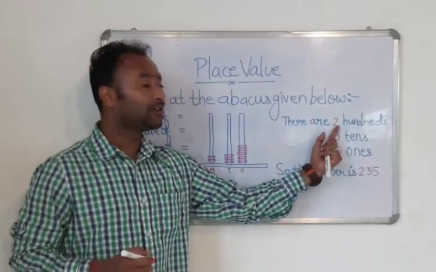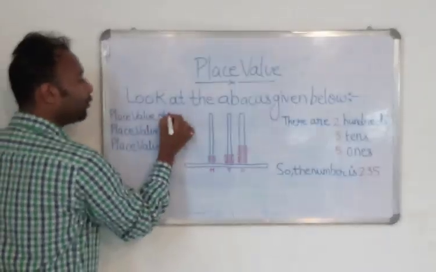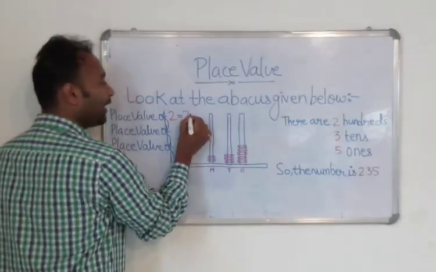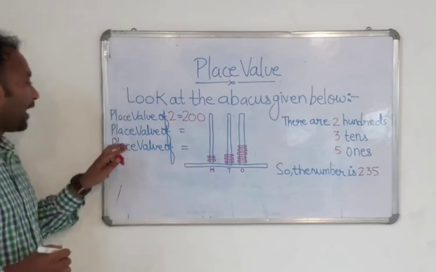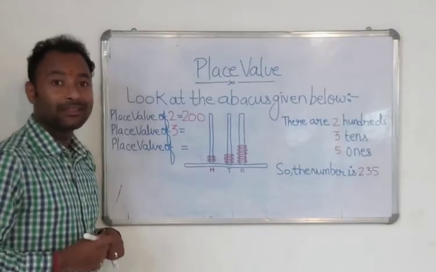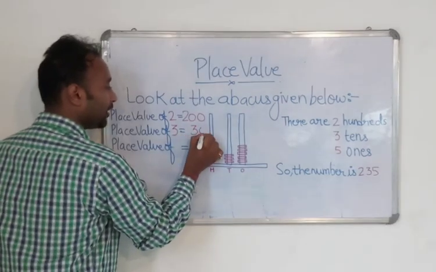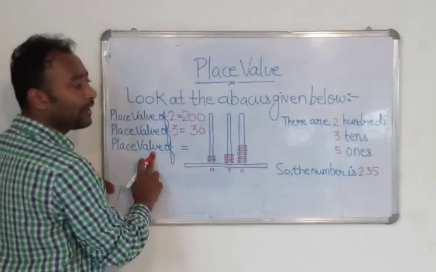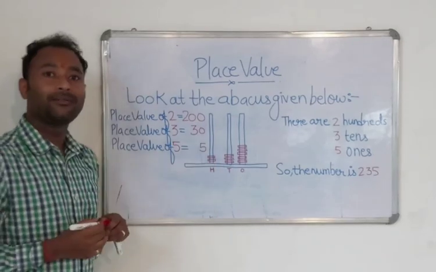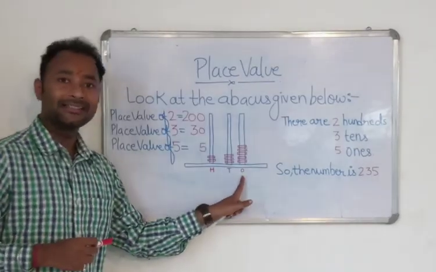Now the topic says that you also have to mention the place values. Here I have said that 200s are there. Students, can you please tell me what the place value of 2 will be? Yes, the place value of 2 will be 200. And what is the place value of 3? Yes, the place value is 30. And what will be the place value of 5? The answer is 5. Why have I not written anything in this? Because it is in the ones position.